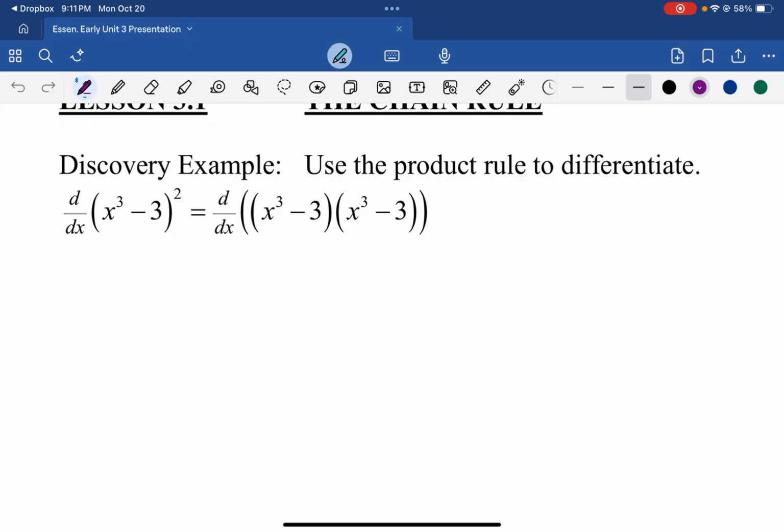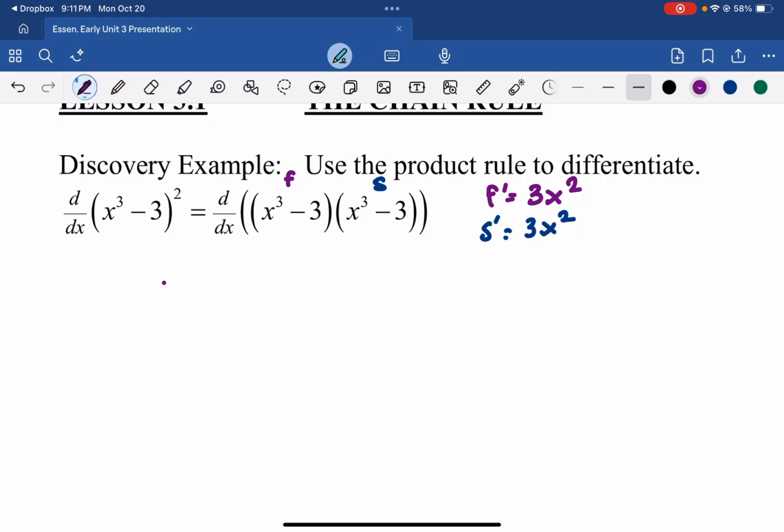So we're going to look at it as the derivative of (x cubed minus 3) times (x cubed minus 3). I'm going to use the product rule. We have our first and our second. The derivative of the first is going to be 3x squared, and the derivative of the second is going to be 3x squared. So we're going to go through and use that product rule.